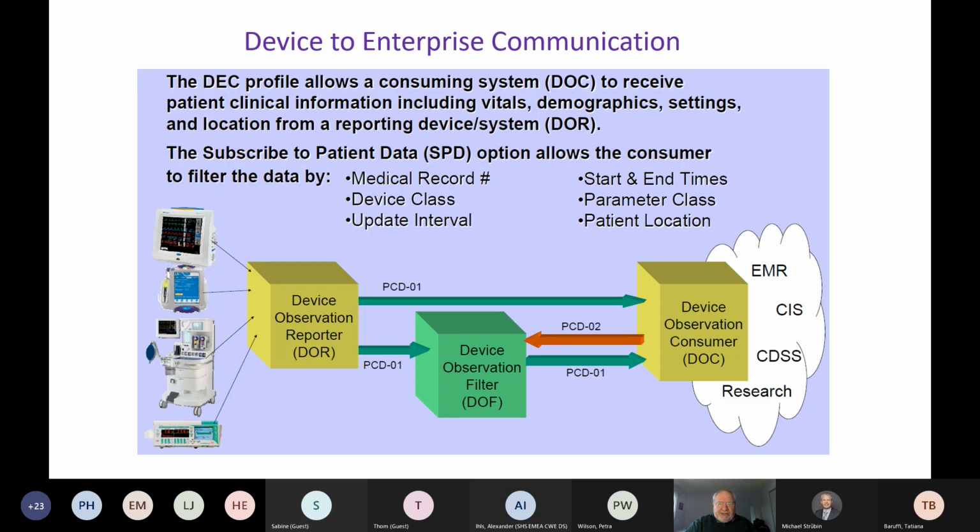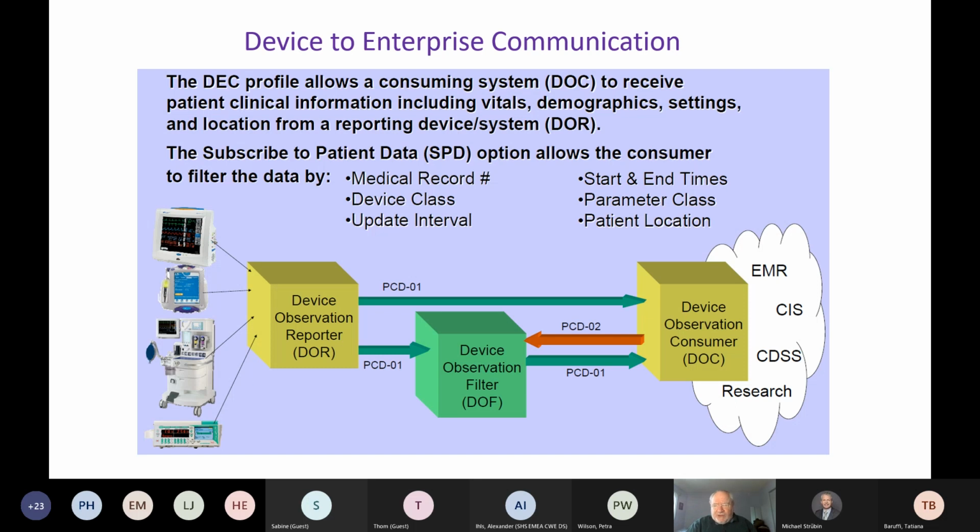Next. So if we want to see a little bit better what this profile does, we have on one side an abstraction of the device, and IHE does not, I would say, worry about the device itself, but it says, hey, if you want to communicate, we're going to create something that we call an actor, an IHE profile actor, and that's a device observation reporter. And when you support this actor within an IHE profile, there are a number of transactions that you need to support. And for the DEC profile, if you are a device observation reporter of the IHE DEC profile, you have to support this patient care device 01 transaction.